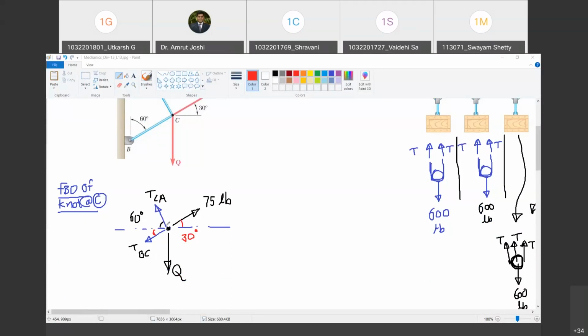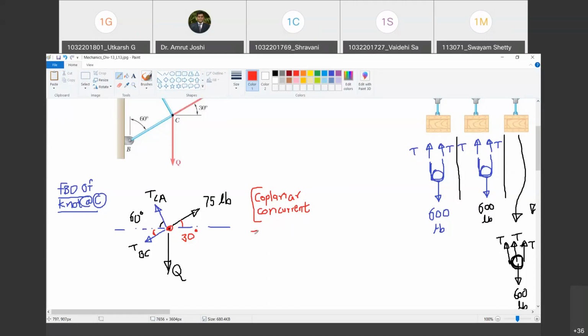And how many equations do you have? What kind of force system is it? This FBD is what kind of force system? Is it coplanar? Sir, it will be coplanar and concurrent. Do you agree with me? Yes, sir. Because lines of action of all the forces are passing through the knot. Therefore, it is a coplanar and concurrent force system.